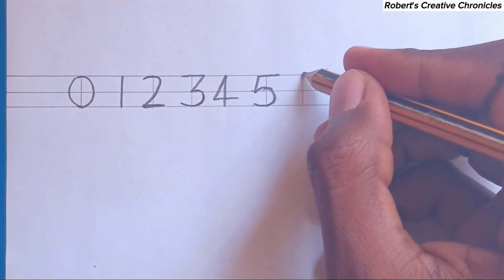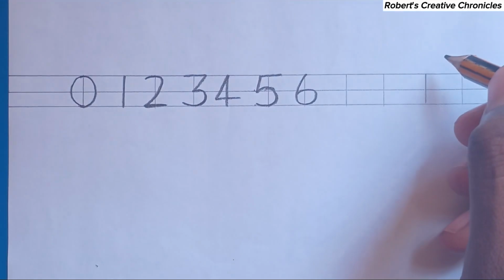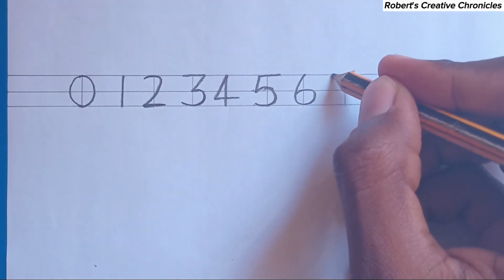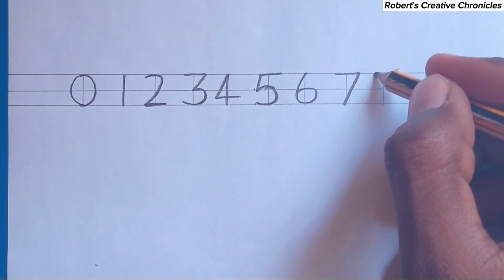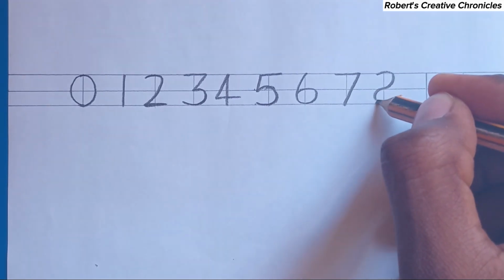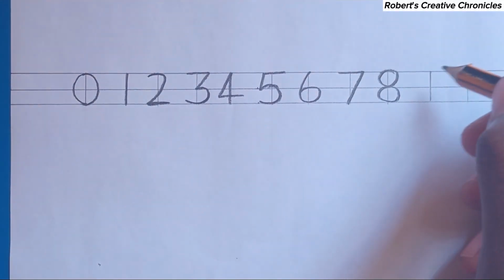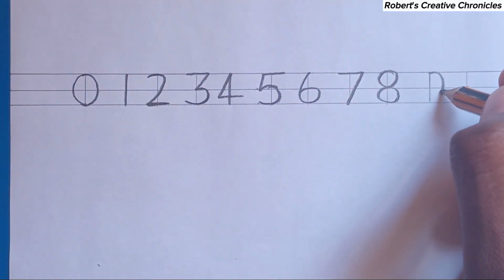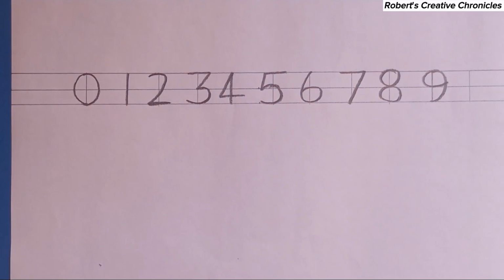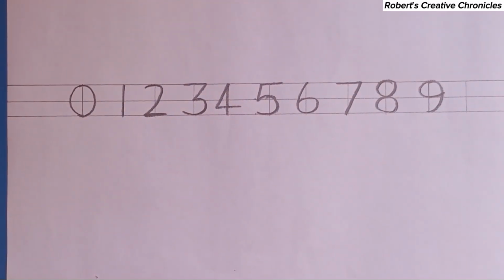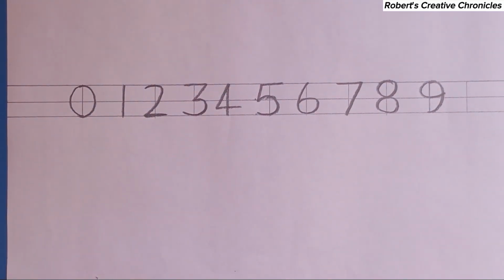Then 6. Then 7. Then 8. Then finally 9. So this is vertical numbering from 0 to 9.